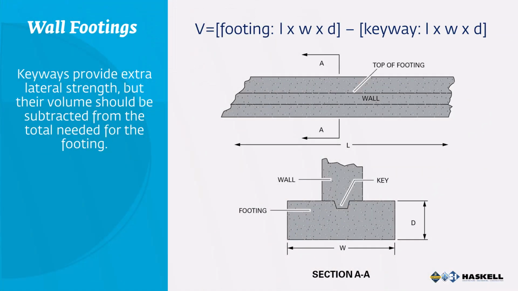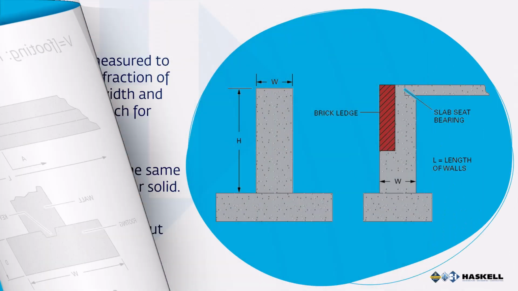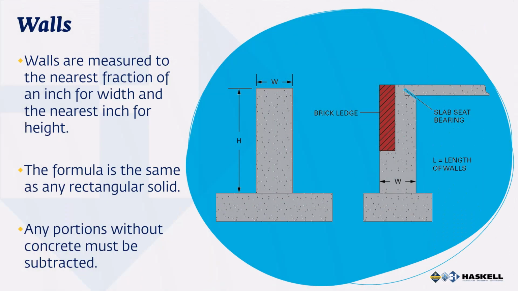Wall footings are spread footings placed on grade. In certain situations, these are constructed with keyways to provide additional lateral strength for the base plate of the wall above. Use the dimensions of the keyway to calculate its volume and subtract it from the concrete volume of the footing. This assumes that the keyway has parallel sides. If it does not, the difference in volume will be so small it won't matter. When estimating concrete quantities, measure concrete walls to the nearest fraction of an inch for width and to the nearest inch for height. It's important to subtract openings for doors and windows from the wall volume.